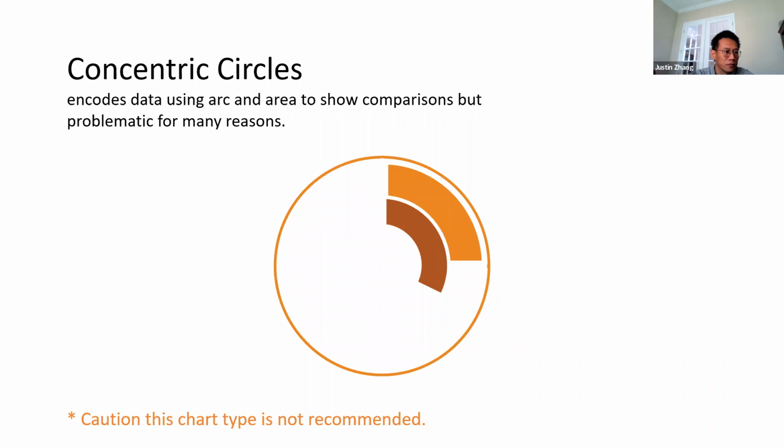Concentric circle. Concentric circles use arcs and areas to show comparisons, but they may be problematic for several reasons. Again, it's very difficult to make precise quantitative comparisons using arcs and areas. This may actually distort the comparison of the data. That's why this chart type is not commonly recommended either.